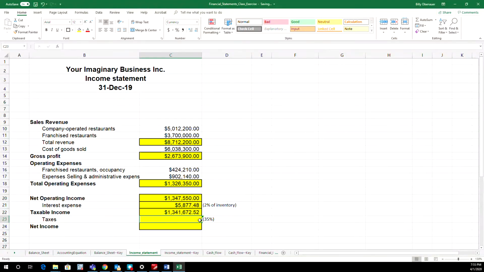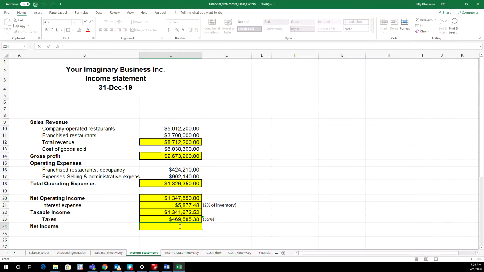Now we're going to calculate our taxes. And over here we have a little note that our taxes are going to be 35% of our taxable income. So to calculate that, we're just going to take our taxable income and we are going to multiply it by 0.35. That gives us $469,000 in taxes.